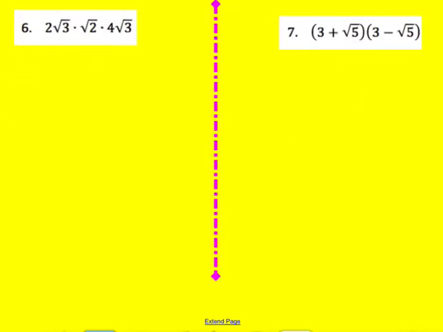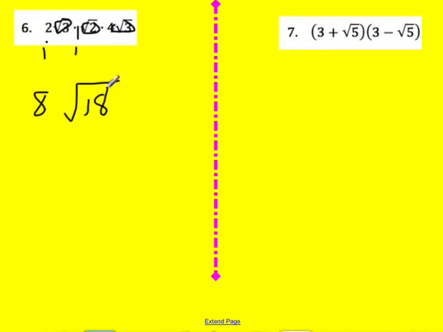So let's take a look at number 6. We need to multiply outside to outside. So we're going to multiply 2, and then when there's no number, there's basically a 1 out front. So we're going to multiply outside. So 2 times 1 times 4. And that's going to give us 8. Then we're going to multiply underneath the radical, which is 3 times 2 times 3. And that's going to give us 18.